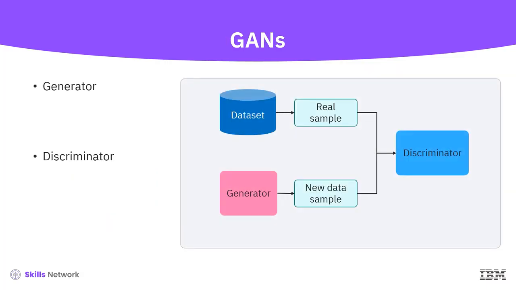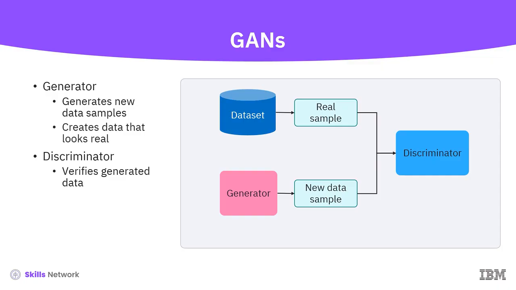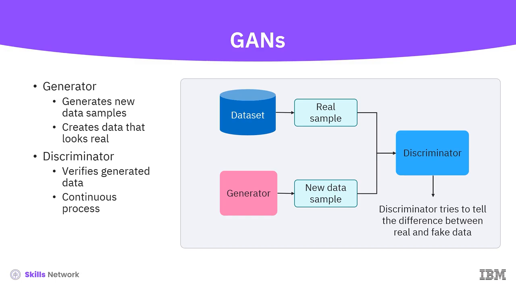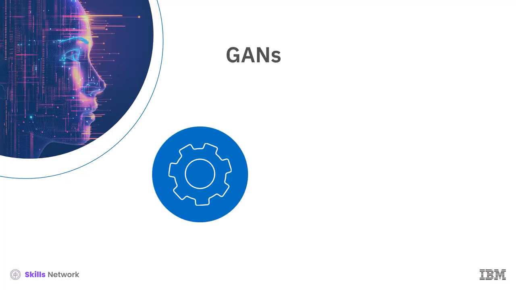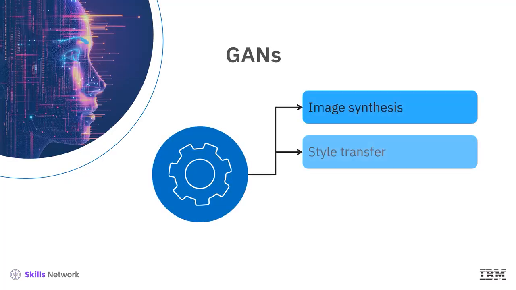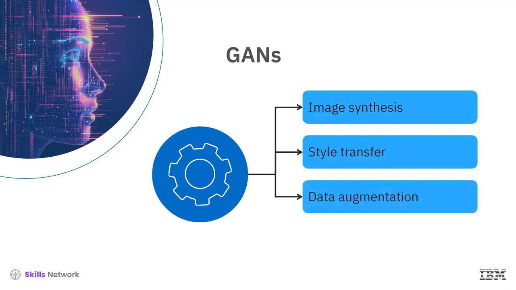GANs involve two neural networks, the generator and the discriminator. The generator creates new data samples, and the discriminator checks if the data is real or fake. Both networks train together. The generator tries to make data that looks real, and the discriminator tries to tell the difference between real and fake data. This process continues until the generator becomes so good at producing realistic data that the discriminator can no longer tell the difference. GANs can be used for image synthesis, style transfer, data augmentation, and so on.